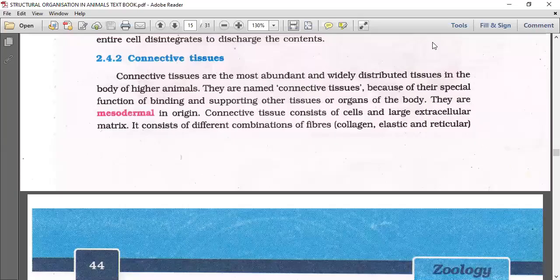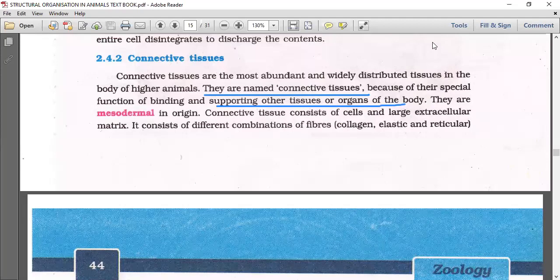Connective tissue in the textbook. The connective tissues are the most abundant and widely distributed tissues in the body of higher animals. They are named connective tissues because of their special function of binding and supporting other tissues or organs of the body.